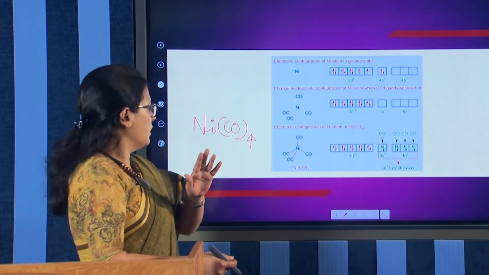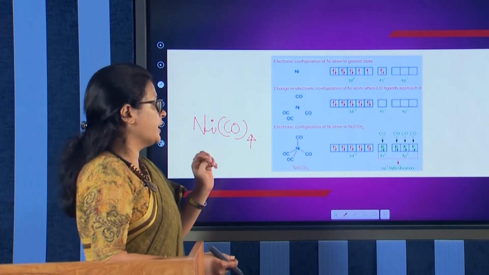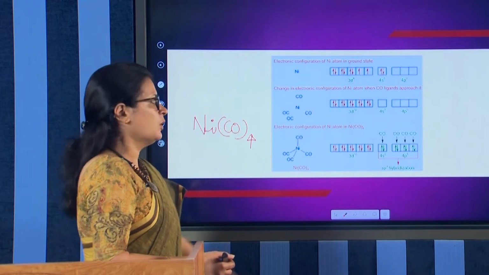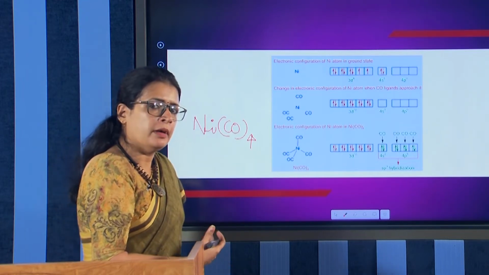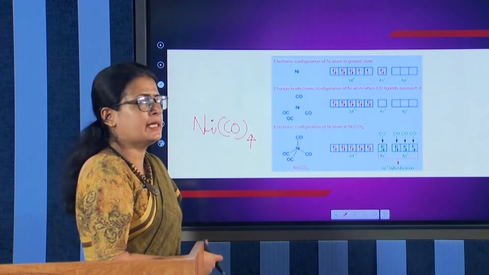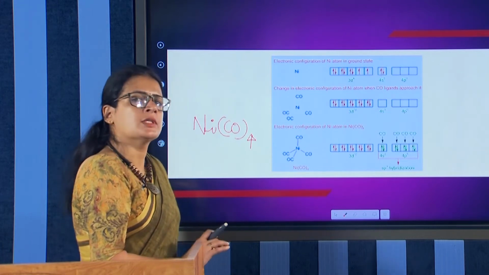They will be oriented towards the 4 corners of a tetrahedron, and this is the tetrahedral structure with sp3 hybridization. Now, coming to explain the magnetic property of the complex. What is the magnetic property? It is diamagnetic, because no unpaired electrons are there.